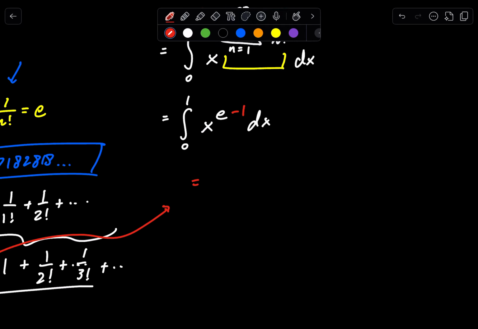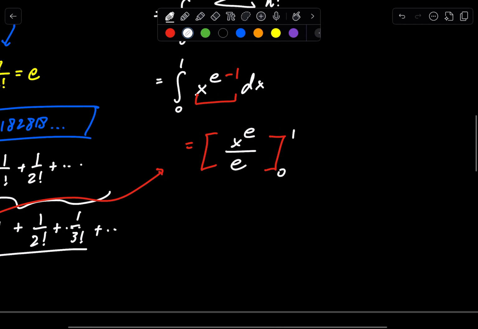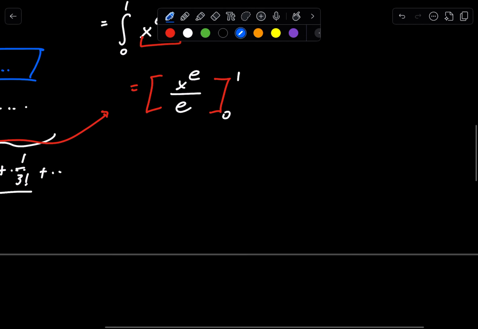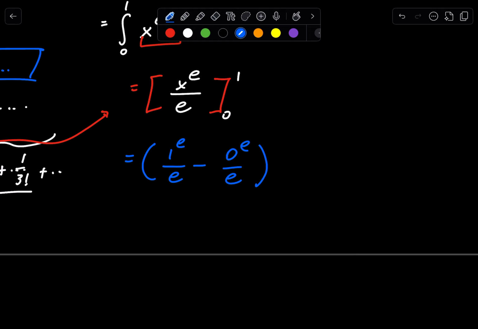Now we can just say this is equal to, what is the integral of x times x to the e minus 1? You just want to add 1 to your exponent and divide by your new exponent. So we can say that this integral is equal to x to the e over e. And what are our bounds? Our bounds are 0 to 1. Now we'll just simply plug in our bounds. Fundamental theorem of calculus. We can say that this is equal to 1 to the e over e minus 0 to the e over e.